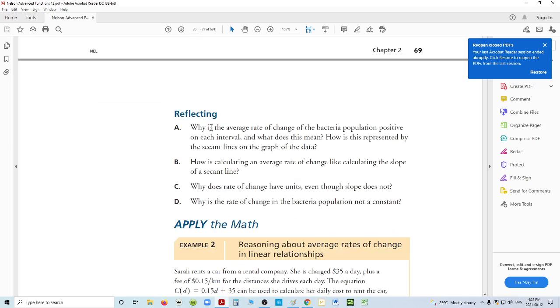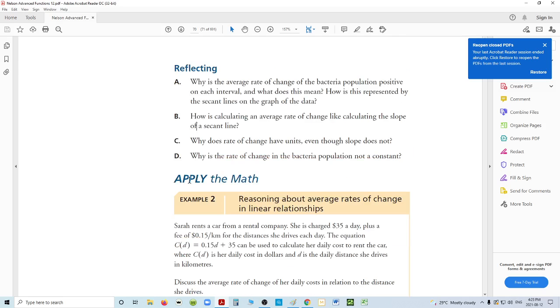They ask questions like, why is the average rate of change of bacteria population positive on one interval, and how is it represented on the secant line? So positive would mean that the bacteria are growing with time. Negative would mean the bacteria are decreasing with time. How is calculating an average rate of change like calculating the slope of the secant line? It's almost exactly what you're doing.